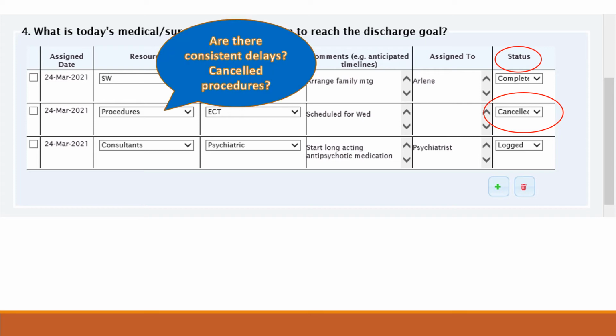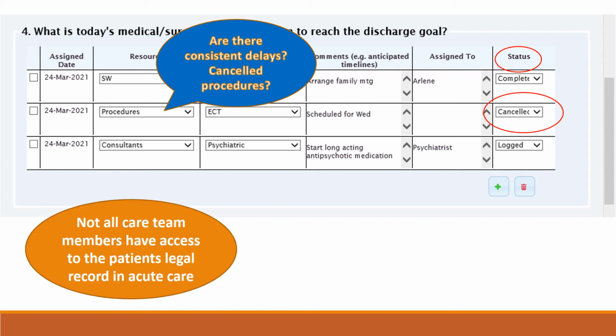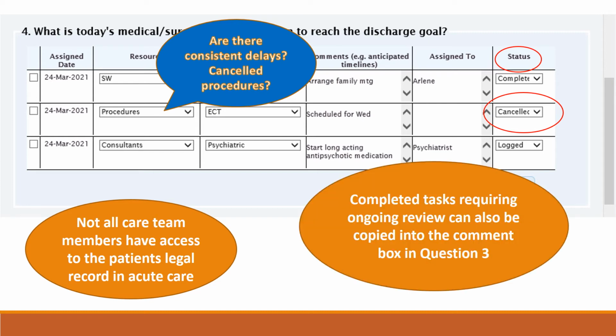Just remember, not all tasks need to be tracked as completed, as these interventions are also documented in the legal record. If the communication is required to support communication between community resources and acute care, this communication can be tracked either under status here in question 4 or copied into the comment section of question 3 to support tracking once completed.